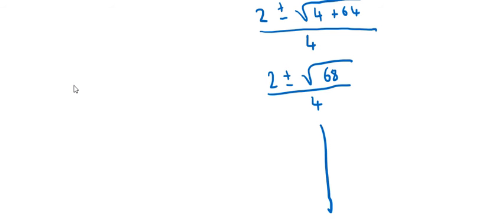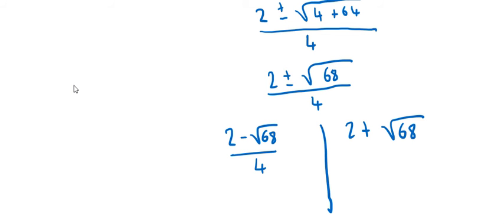So we're going to split it now. We're going to split it into 2 plus root 68 over 4 and 2 minus root 68 over 4. So 2 minus square root of 68 over 4 and 2 plus square root of 68 over 4. And that's when you can just put all that into your calculators. That's the easiest thing when you've got a square root there of something that's not a square number.